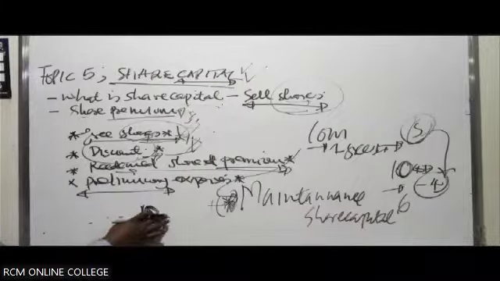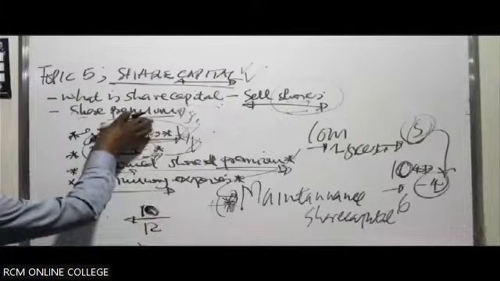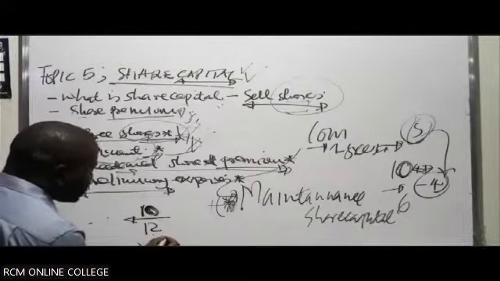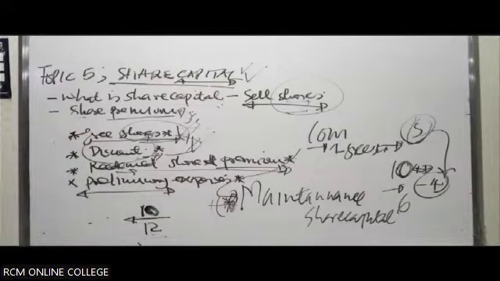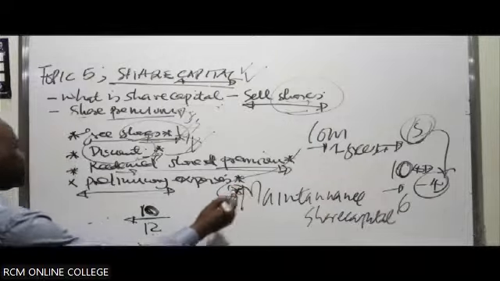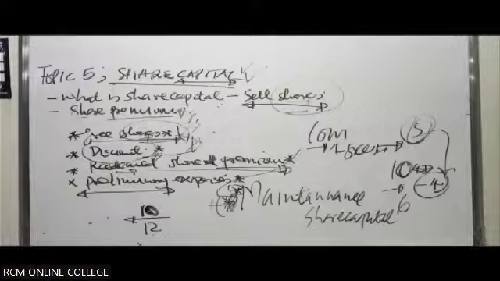So you can go to the share premium and cover up this extra amount, because you can't get this extra amount from the share capital. If you do so, it means you are going against the maintenance of the share capital.